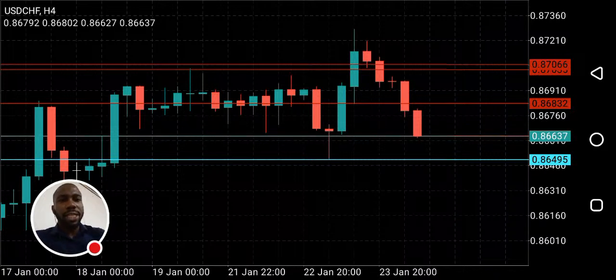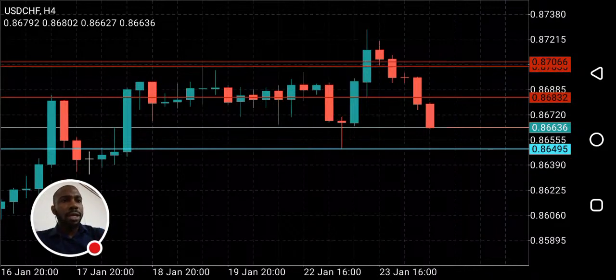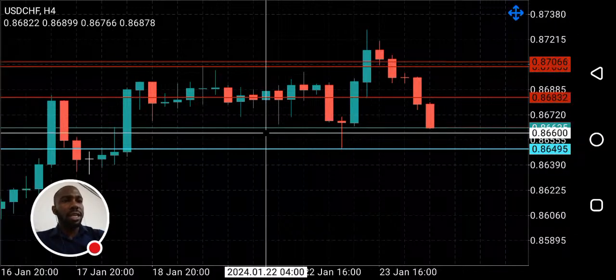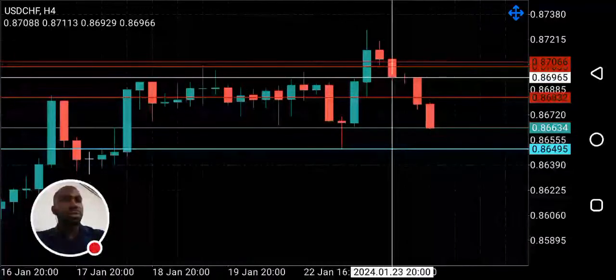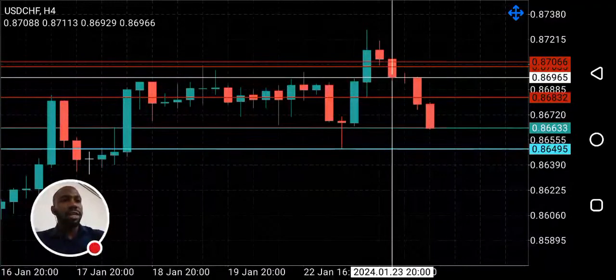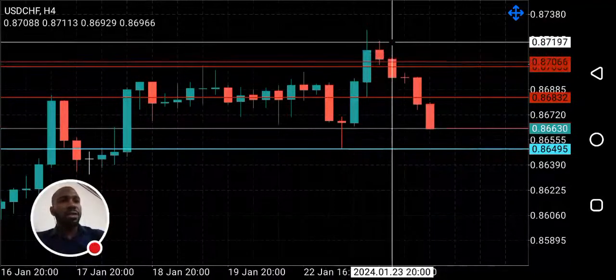I shared this with you guys yesterday. Okay, yesterday it actually bought, but it was late hours of yesterday when it started. So you can see this was the last candle for yesterday. You can see the candlestick formation we had here.